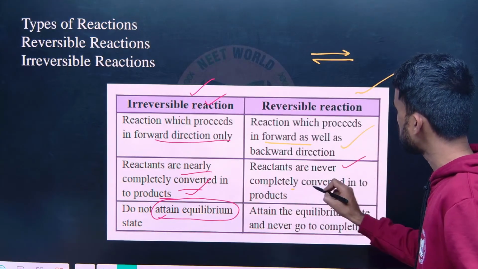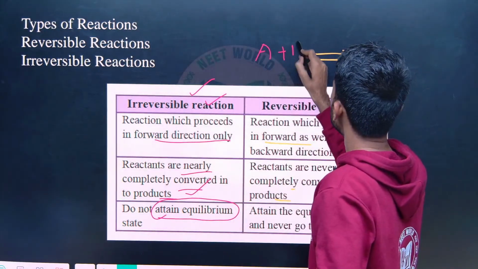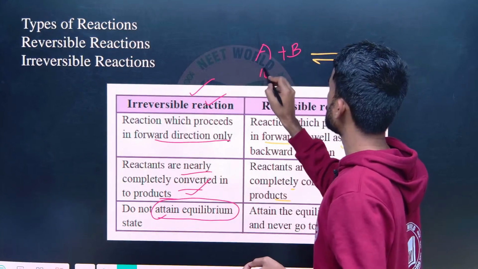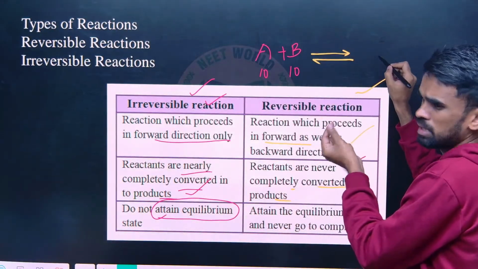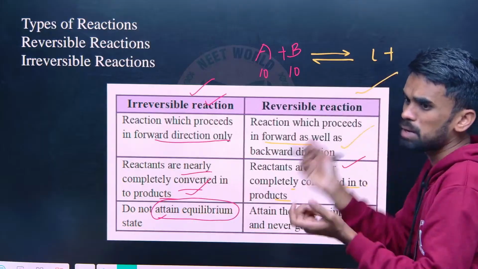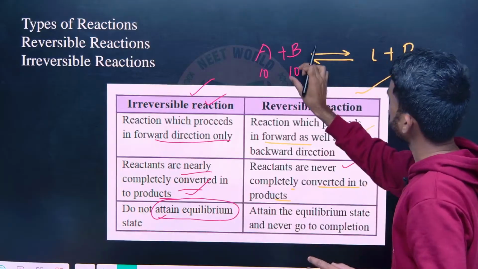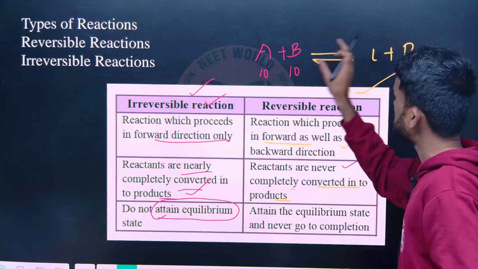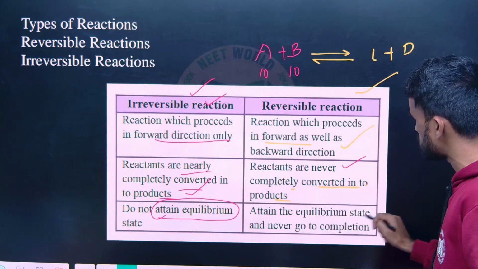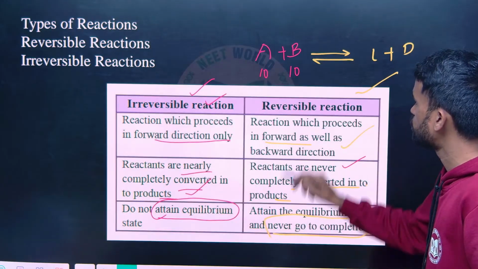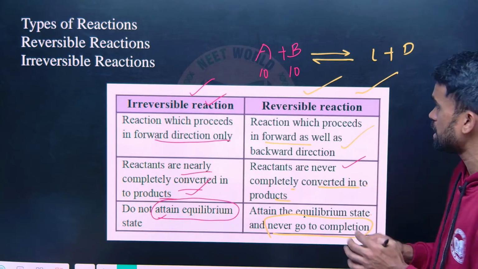Reactants are never completely converted into products. It means if I take some reactants here, say 10 moles of A and 10 moles of B, out of these 10 moles only a certain amount, maybe 2 moles, maybe 5 moles, maybe 9 moles, but not the complete 10 moles, will convert into products. That is what is mentioned here: they attain the equilibrium state and never go to completion for a reversible reaction. These are the lines you need to know in order to understand equilibrium reactions.